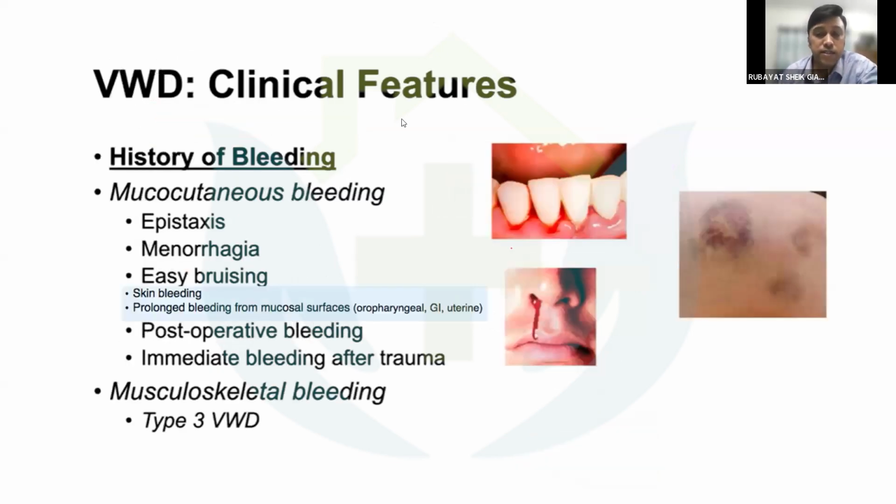So how do these patients present? Usually they present with mucocutaneous bleeding, that is epistaxis, gum bleeding, skin bleeding, easy bruising. In females, presence of menorrhagia is very common. And you can also have prolonged bleeding from the mouth. These are the common presentations of von Willebrand disease. Musculoskeletal bleeding like hemophilia is not very common in von Willebrand disease. Post-operative bleeding, immediate bleeding after trauma. So presentation with easy bruising and skin bleeding is much more common.